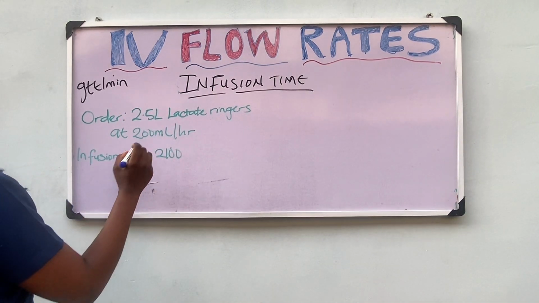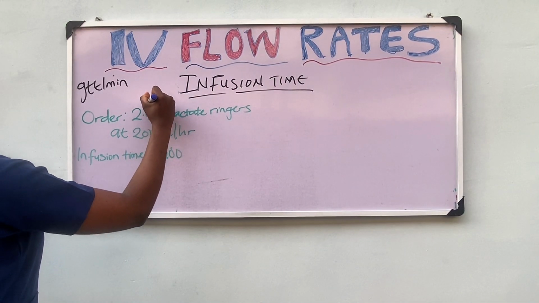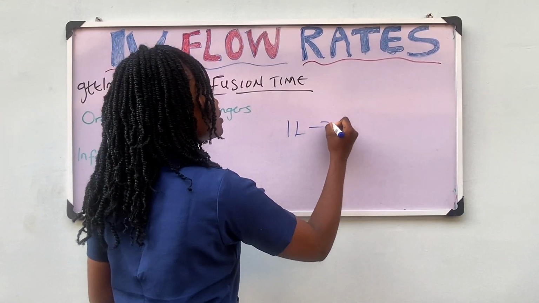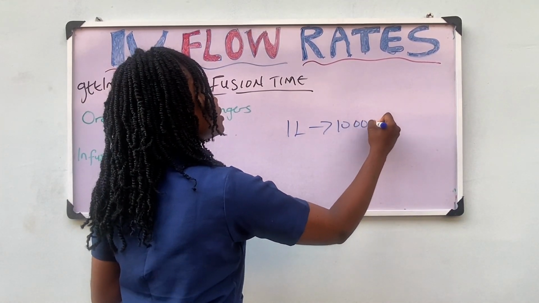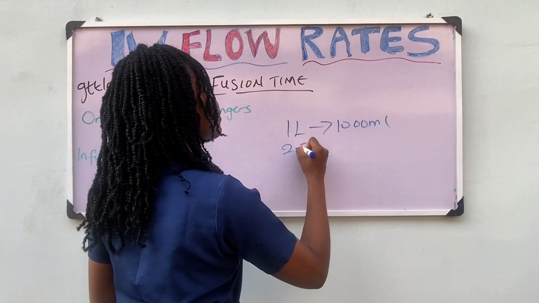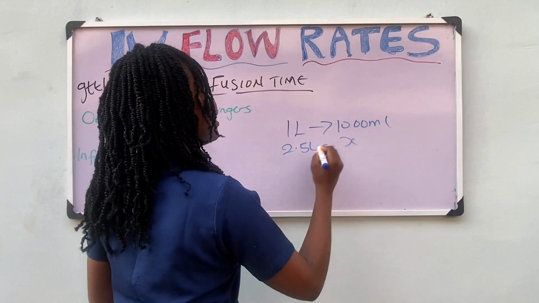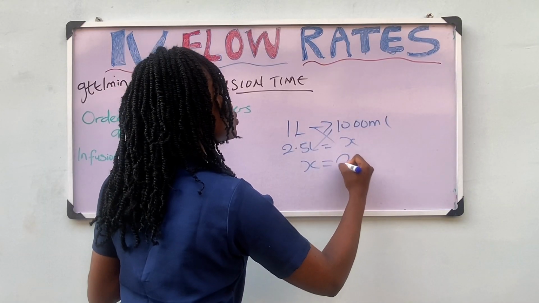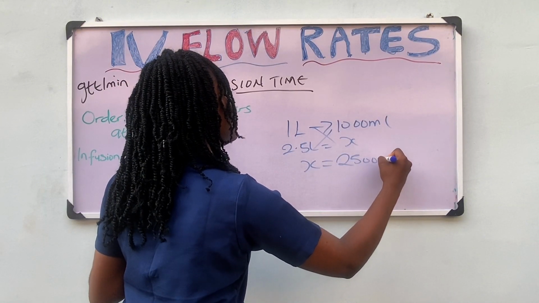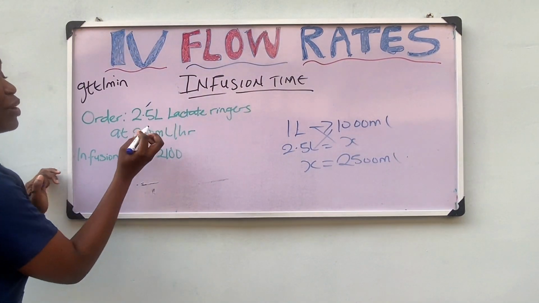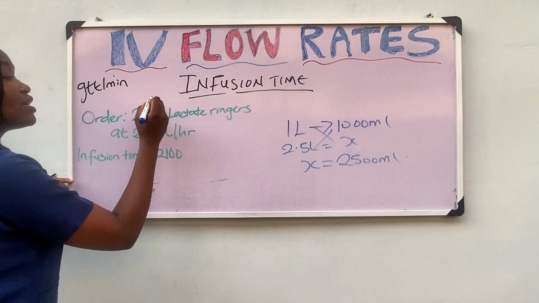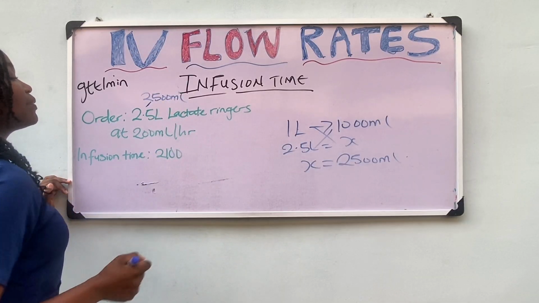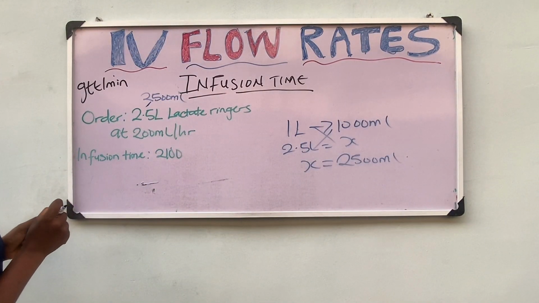The first thing we want to do is to convert 2.5 liters to milliliters. We know that 1 liter is equal to 1000 milliliters. Therefore, 2.5 liters will be equal to X. When cross multiplied, X is equal to 2500 milliliters. So wherever we were supposed to make use of 2.5 liters, we are going to make use of 2500 milliliters.